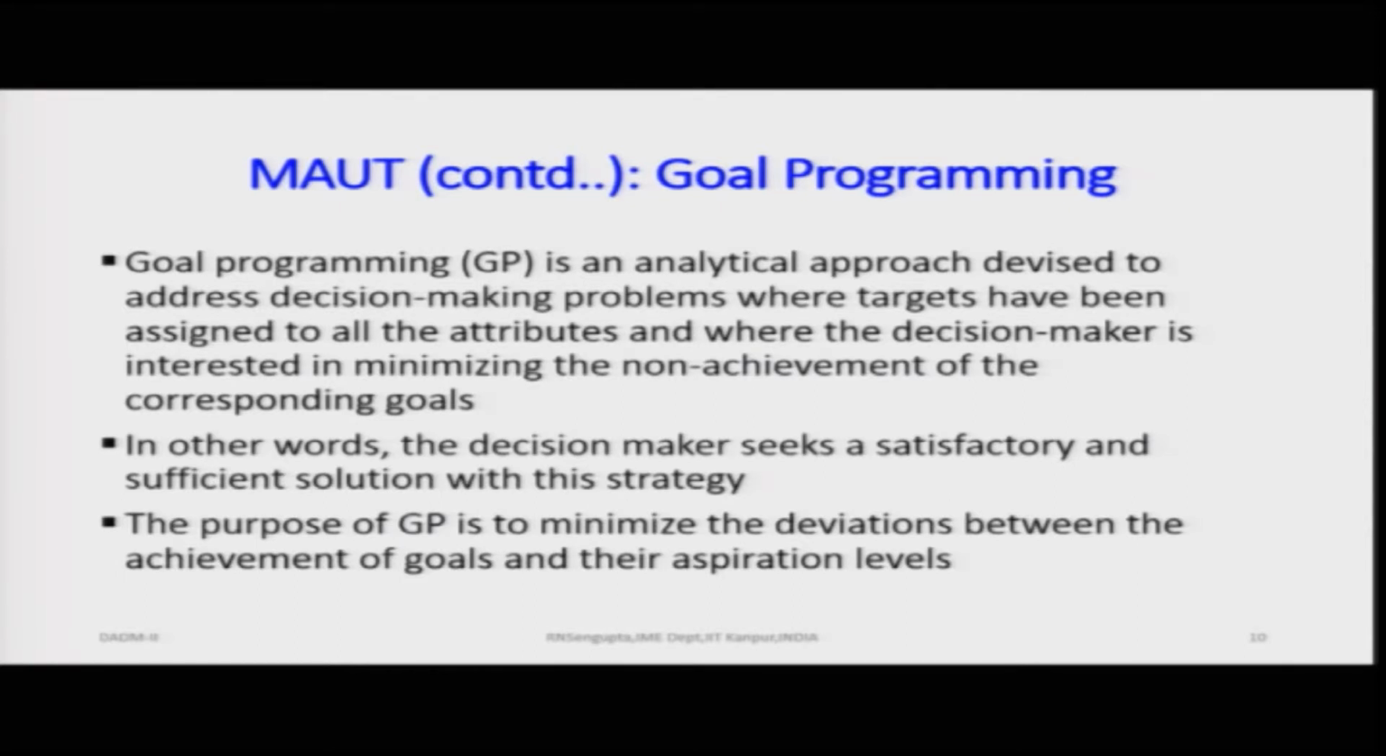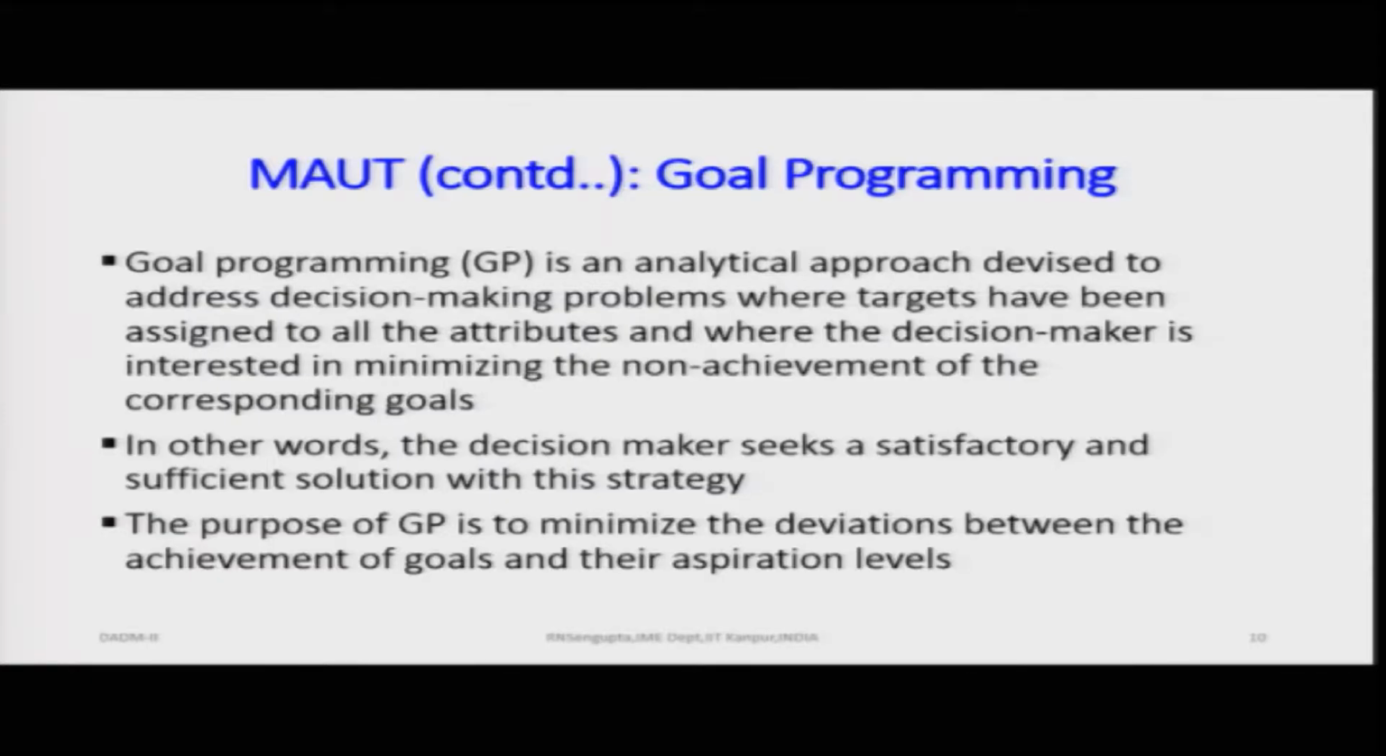So, where the targets have been assigned to all the attributes and where the decision maker is interested in minimizing the non achievement of the corresponding goal. So, say for example, my goal is basically to achieve an attribute value for whatever decision it is, consider it is say for example, on a scale of 1 to 10 is 7. So, obviously, there would be variability.